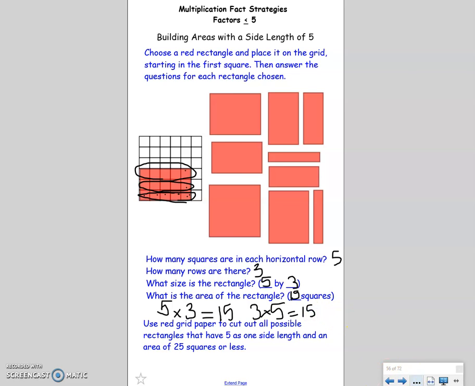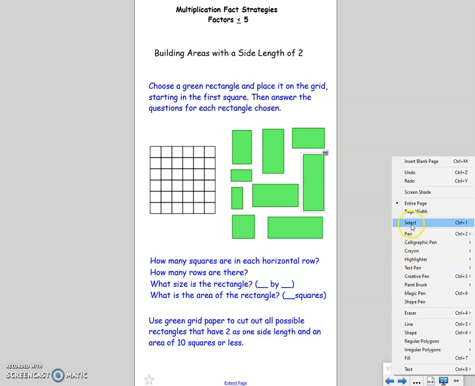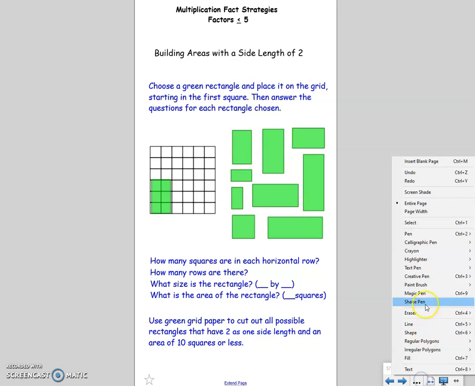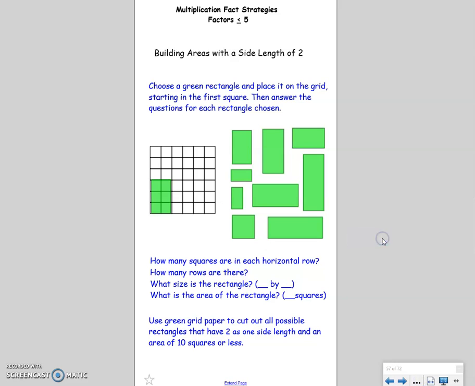Let's take a look at another rectangle. Here's our next rectangle. Let's go ahead and look at this rectangle and see how many squares are in each row. Well, there are 1, 2 squares in each row. And how many rows are there? 1, 2, 3. There are 3 rows. So the size of this rectangle is a 2 by 3.